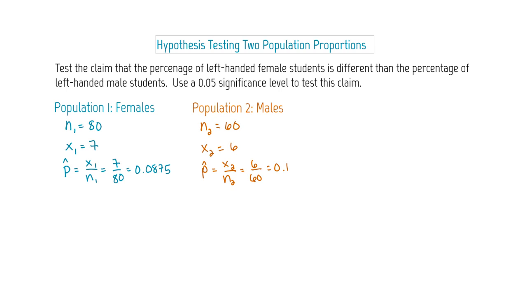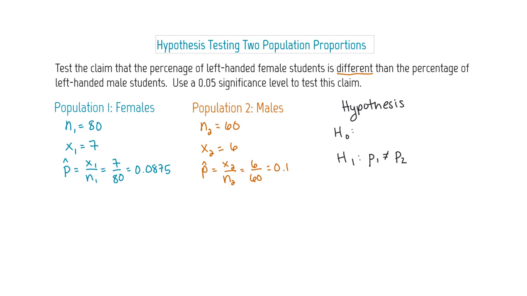So let's go ahead and write down what our hypotheses are. The claim that we notice here in the problem is that we're looking at population 1, the females, versus population 2, the males. And we're saying that the percentage of left-handers is somehow different. So when we see the word different there, we're testing the difference in the proportions. And so that means that our alternative hypothesis is going to say that P1 does not equal P2.